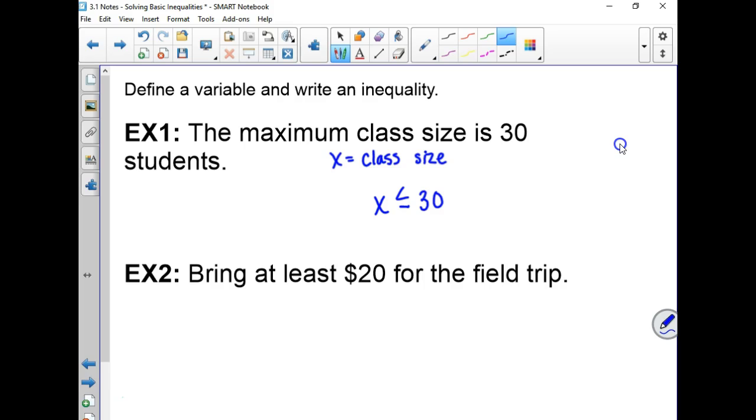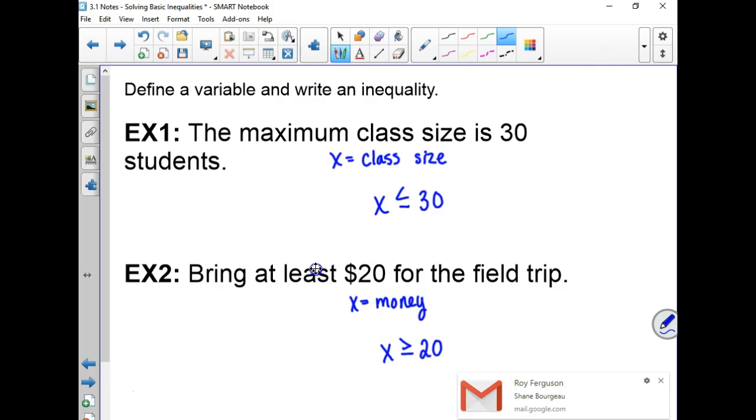Example 2 is also a little tricky for students sometimes. If I tell you to bring at least $20 for the field trip, that means you need to bring $20 or more. So if we let x be the amount of money that you bring on this field trip, then x needs to be greater than or equal to 20. This is another one students sometimes have some trouble with because at least sounds like less, which sounds like less than. But if you think of it in terms of an application, if you bring at least $20, it's $20 or more.